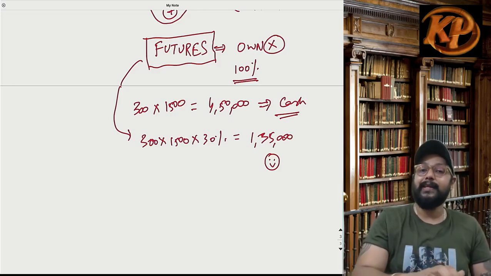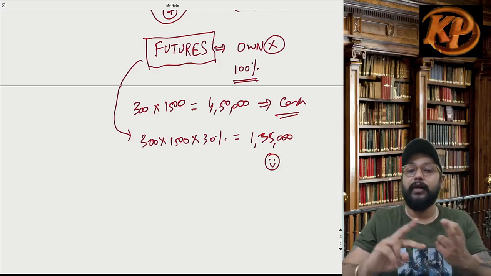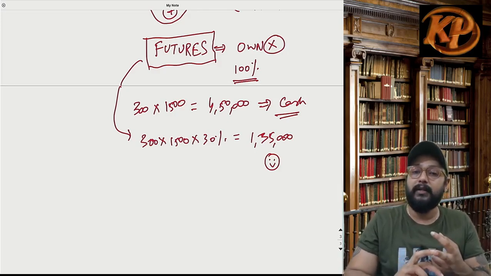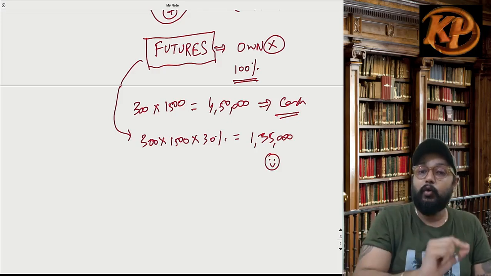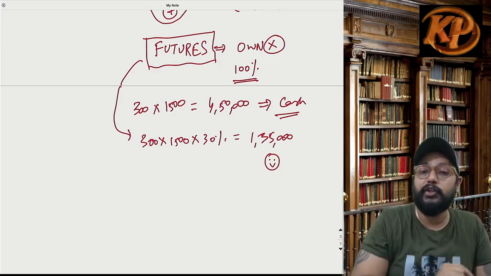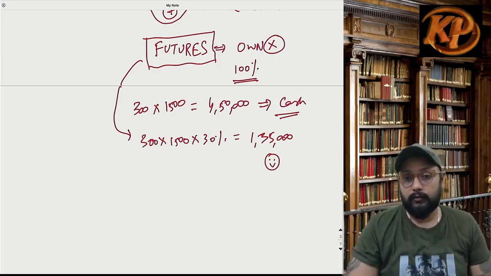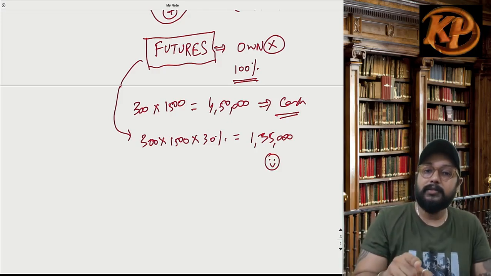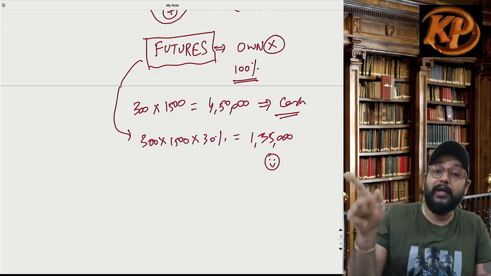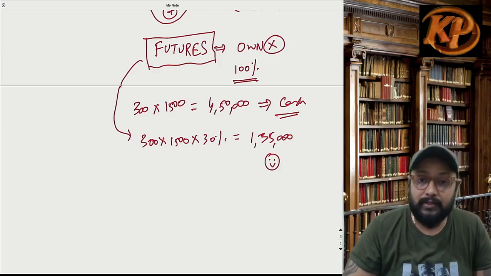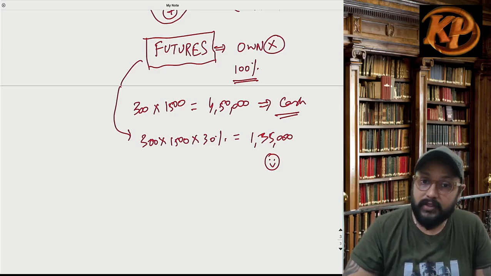Do they understand these things? I will not be entitled to dividends. I will not be entitled to participate in the AGM. I will not be entitled to be called a shareholder. My name won't appear in the register of the shareholders. I don't care. All I care about is I am only paying 1,35,000, whereas you, who are trading in the cash market, are paying 4.5 lakhs. I am saving my money. Yeah, you are saving your money.